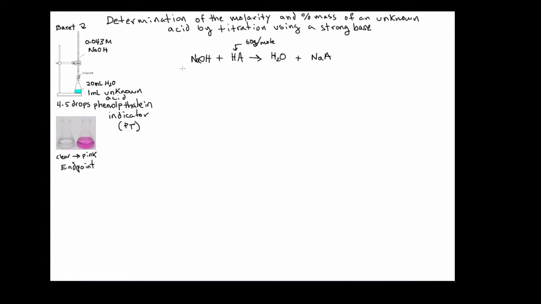So in this case, we have a known concentration of sodium hydroxide. It's 0.043 molar NaOH. And remember, capital M stands for molarity, where molarity is equal to the moles of solute divided by liters of total solution. So our NaOH concentration is 0.043 molar.